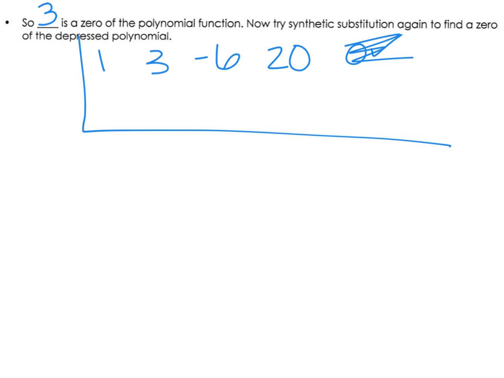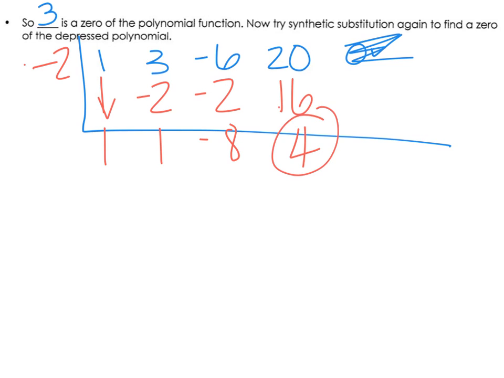So let's try, how about negative 2. All right, because we already tried 1, 2, and 3. How about negative 2? Bring down a 1, negative 2, 1, negative 2, negative 8, positive 16, and we're left with 4. That is not 0, so negative 2 is not a 0 of what's left of our polynomial.